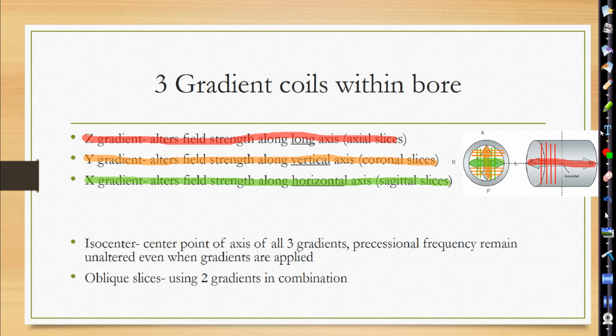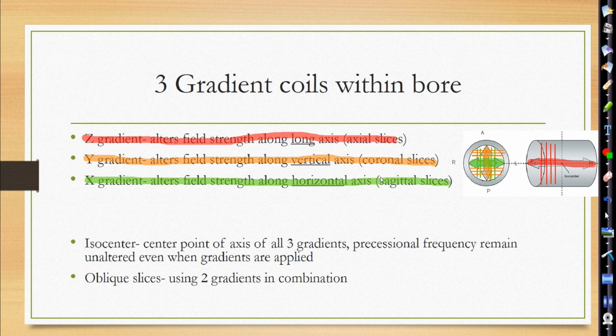Kidneys, good job, because you've got the upper pole and the lower pole. They're going to be sitting at a different axis. So these are the things where we can apply an oblique slice, where we actually apply two gradients in combination. If we turn on the z gradient while we turn on the y gradient, we get an axial coronal oblique. If we turn on the y gradient and an x gradient, we get a coronal sagittal oblique. That way we don't ever have to move the patient. We can change our slices according to their anatomy, which is great.